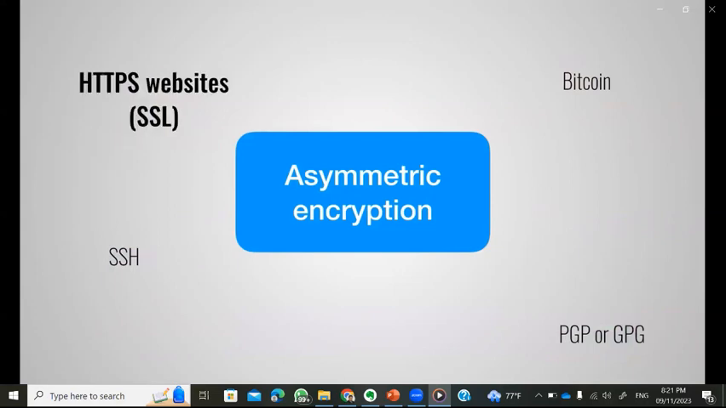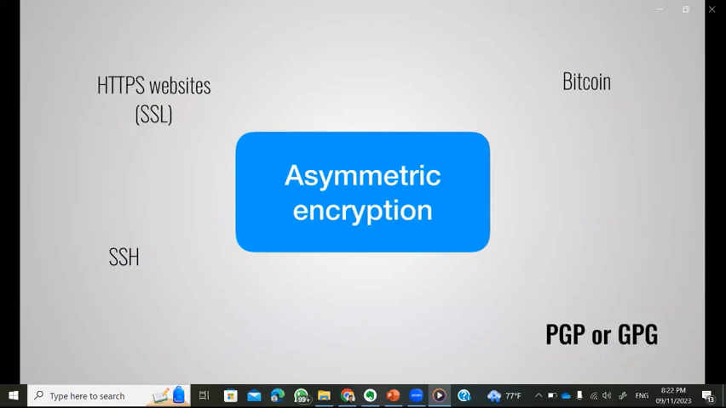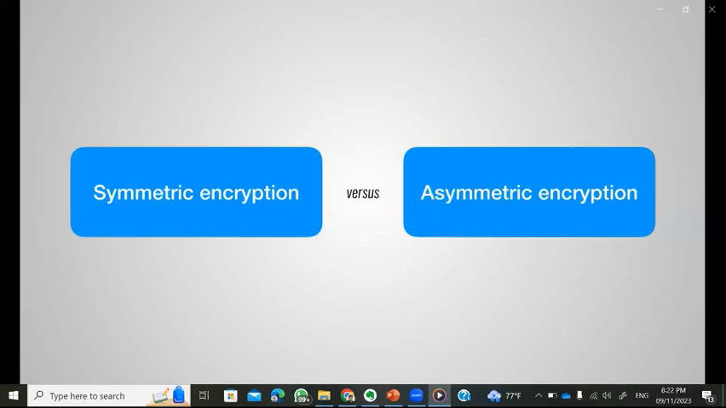You might not be aware of it, but every time you visit a secure website via HTTPS, you're actually using asymmetric encryption. It's also being used to securely send emails with the PGP protocol. And one last example, Bitcoin also uses asymmetric encryption to make sure that only the owner of a money wallet can withdraw or transfer money from it. So now you know how asymmetric encryption works and what the differences are between asymmetric and symmetric encryption.